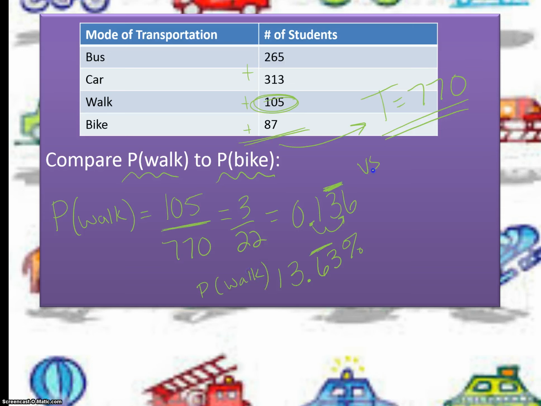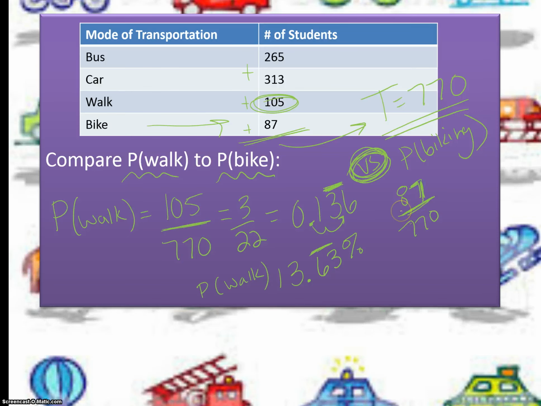Versus, I love that channel, the versus channel, my probability of biking. So the probability of riding a bike to school, hopefully it's warmer out, is 87 out of, again, I have to figure out how many kids I actually surveyed. So my denominator is 770. Now, 87 and 770 don't have any common factors, so this is already reduced for you.